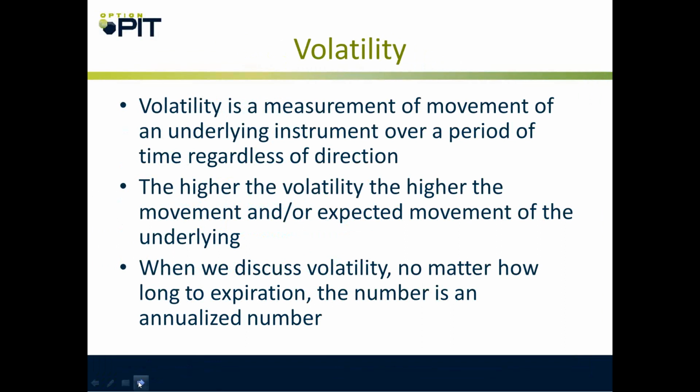So if I say the S&P moved at a 20% volatility last month, that would mean 20% volatility annualized, not just 20% for the month. So it converts it to a number that looks at how it would act over a year, not just over that short period of time. Why? We get a lot more consistency that way. It's a more measurable number.